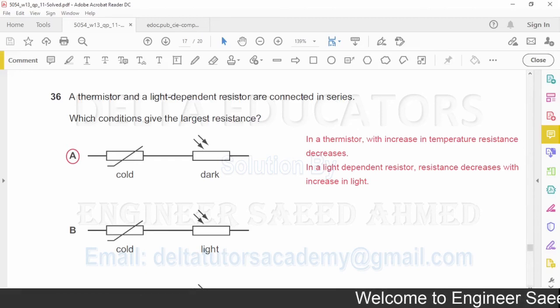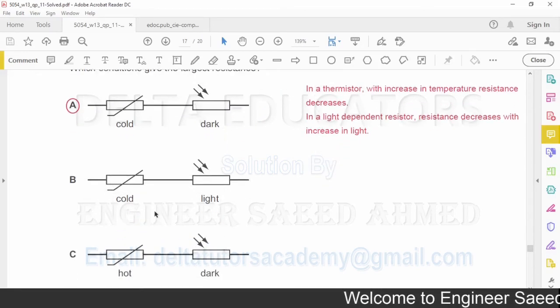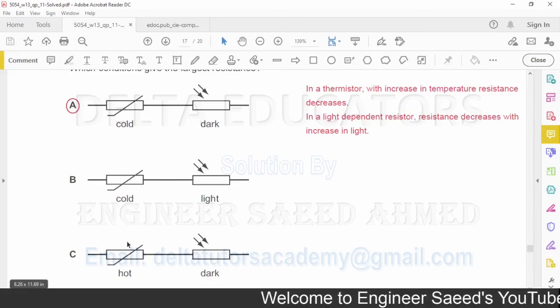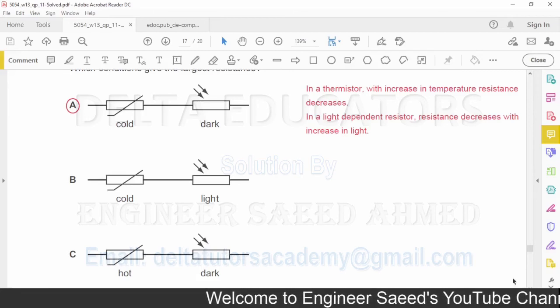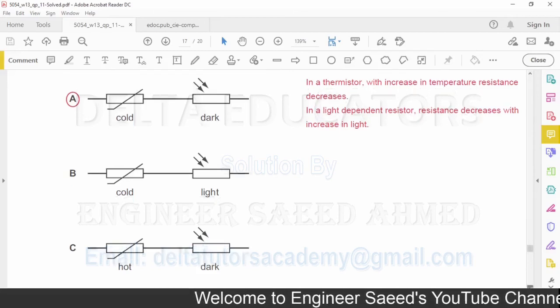What is given in the other options? In option B, the thermistor is given cold but the LDR is given in light. Since LDR is in light, the resistance will not be maximum. Here in option C, the thermistor is hot. Since thermistor is hot and with the increase in temperature resistance decreases, again in option C the resistance cannot be maximum.